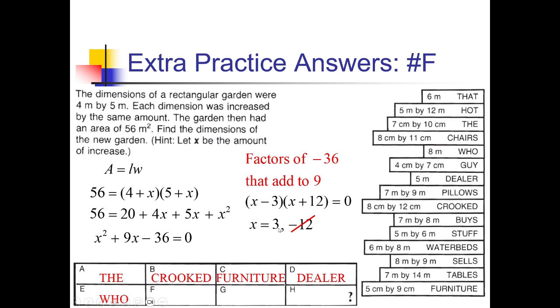And then we want the dimensions of the new garden. So we're going to have 3 plus 4, which is 7. And then 5 plus 3 is going to give us 8. So 7 and 8 are our new dimensions. And that is going to be in meters. So 7 and 8. Where is that? Right here. There's what I put there.